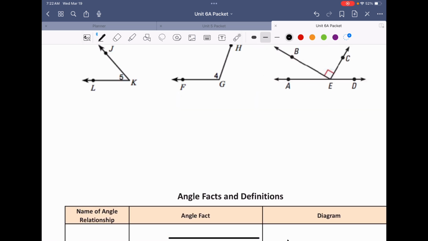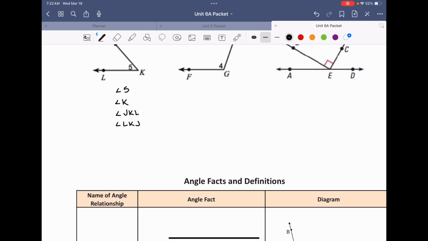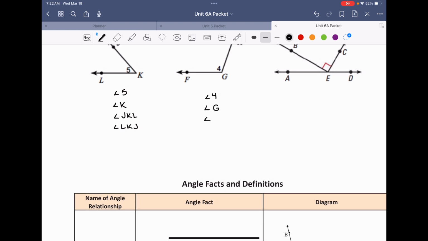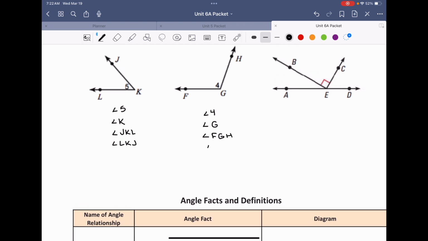Right, you should have 4 different ways. So you could have angle 5, angle K, angle JKL, and angle LKJ. Angle 4, angle G, angle FGH, and the other way, angle HGF.